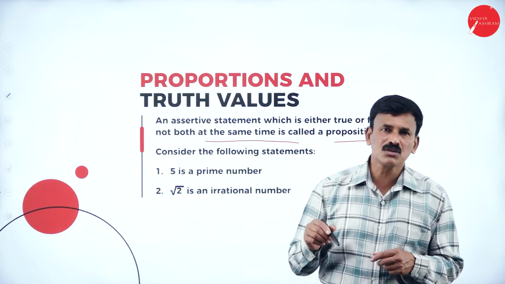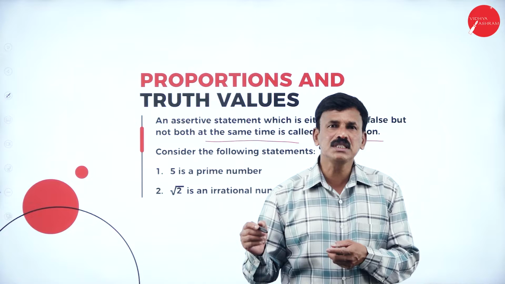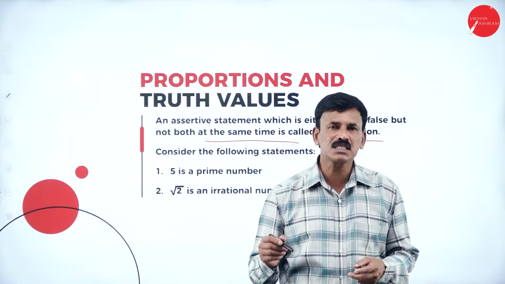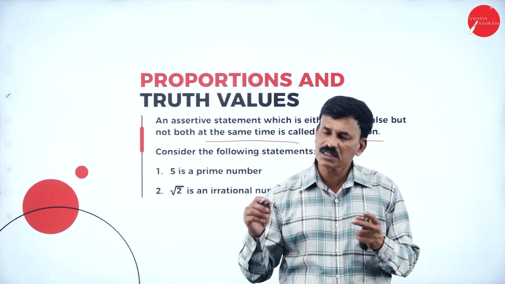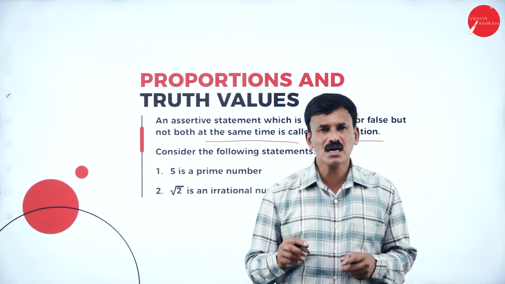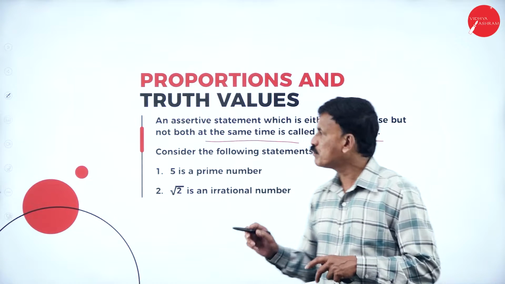Root 9 is equal to 3. That is true. 4 fours are 20? It is wrong, 4 fours are 16. But even if I say 4 fours are 20, that is wrong, yet it is still a statement. The assertive statement, either true or false, is called a proposition.